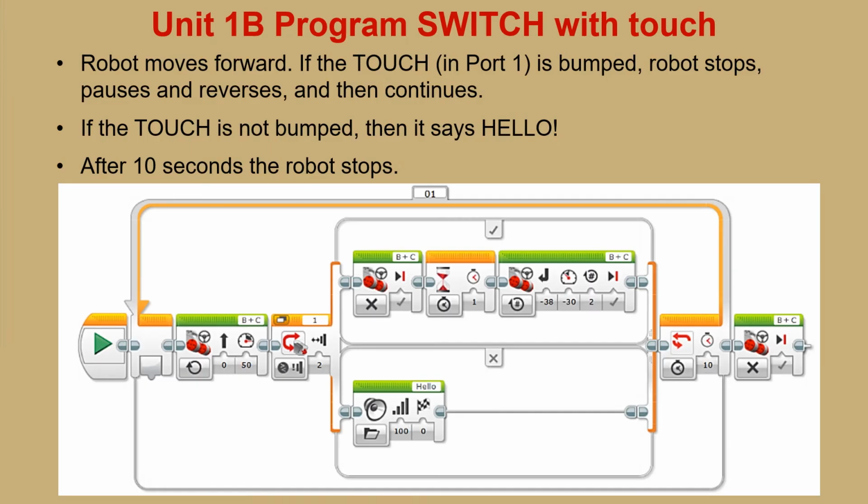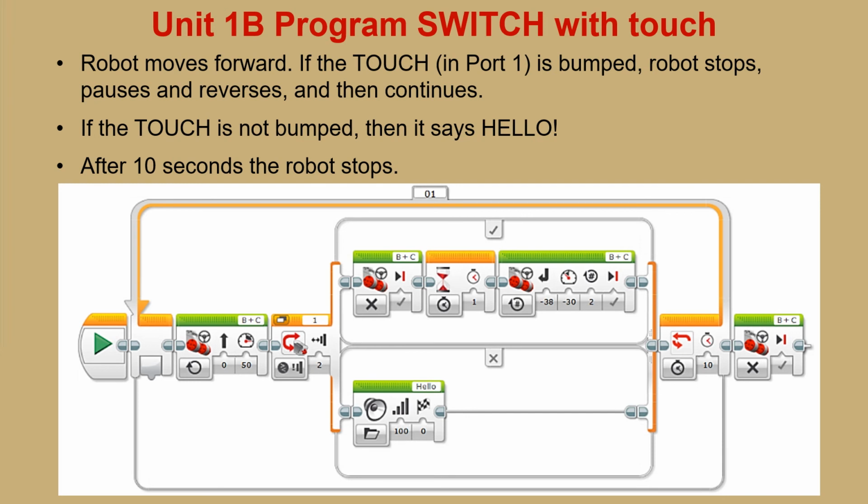Okay, so we continue with the switch, and the switch has got a touch sensor on it. So you can see we've put the switch into the loop. If you read from left to right, the robot will continue moving with 50% power until the sensor in port number 1 is bumped, just touched, lightly pressed. If it is pressed, then we'll take the top path, and the top path says stop both motors, because now we've bumped into something, wait for 1 second, and then reverse a little bit, and then you continue. If it is not bumped, then it'll just say hello, and it continues.